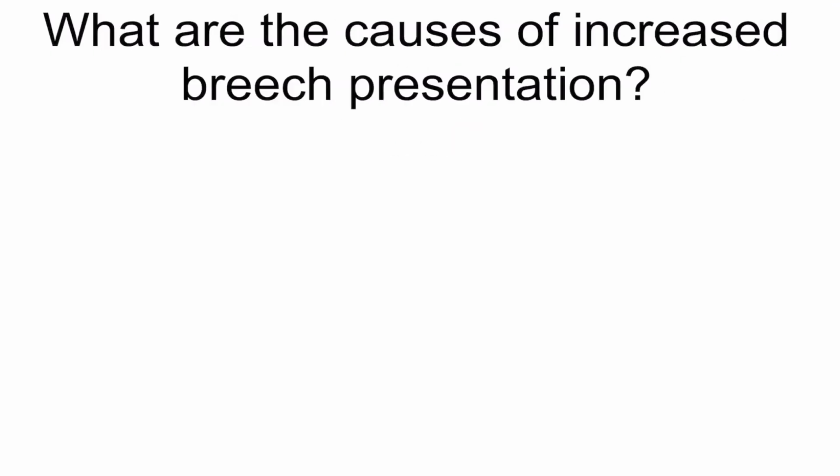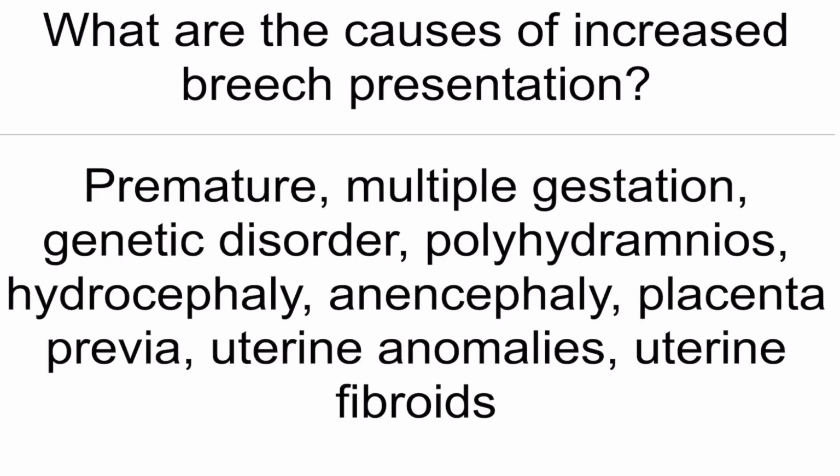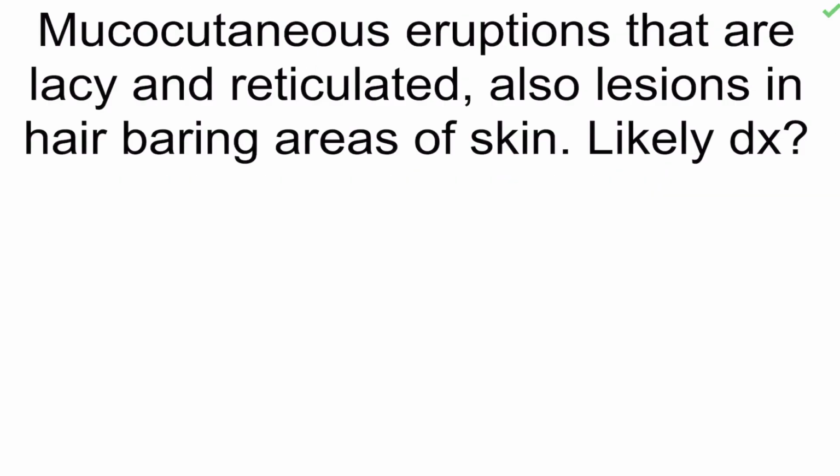What are the causes of increased breech presentation? Prematurity, multiple gestations, genetic disorders, polyhydramnios, hydrocephaly, anencephaly, placenta previa, uterine anomalies, and uterine fibroids. Mucocutaneous eruptions that are lacy and reticulated, also lesions in hair-bearing areas of the skin. What's the most likely diagnosis?